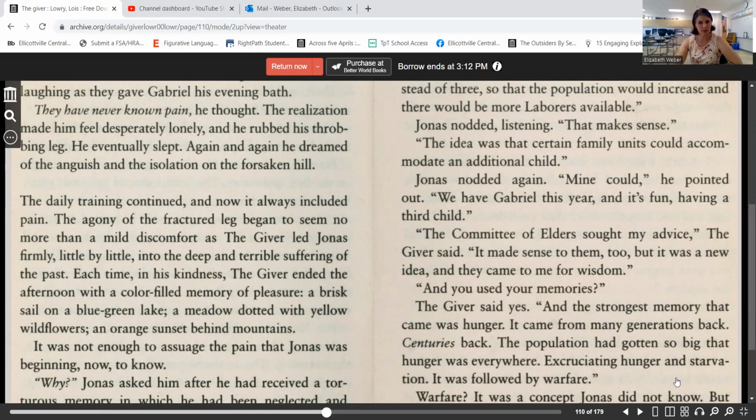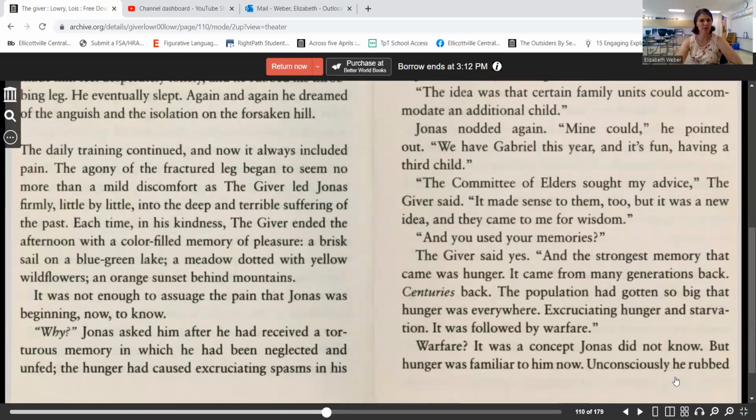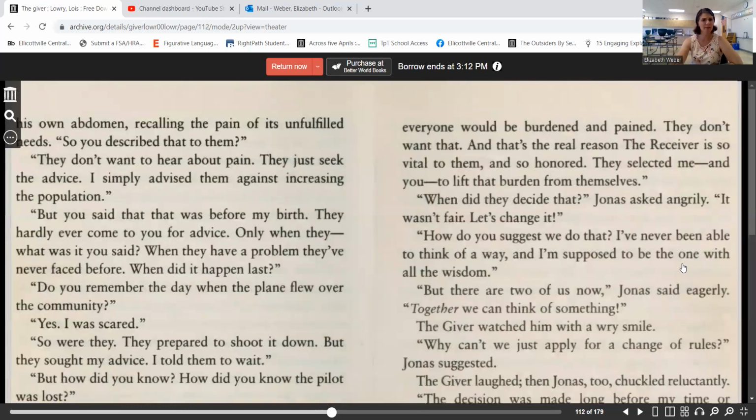"And you used your memories?" The giver said, "Yes, and the strongest memory that came was hunger. It came from many generations back, centuries back. The population had gotten so big that hunger was everywhere, excruciating hunger and starvation. It was followed by warfare." Warfare. It was a concept Jonas did not know, but hunger was familiar to him now. Unconsciously, he rubbed his own abdomen, recalling the pain of its unfulfilled needs.